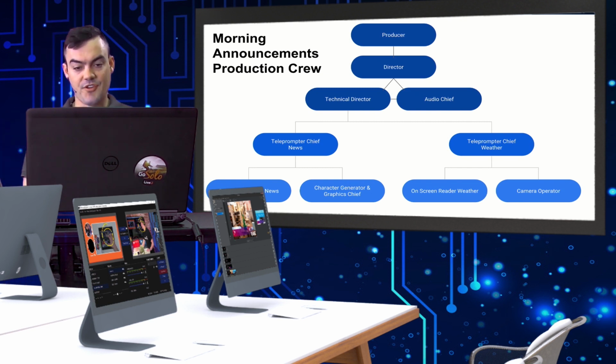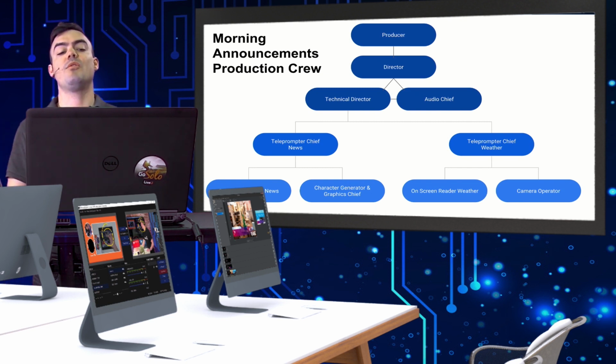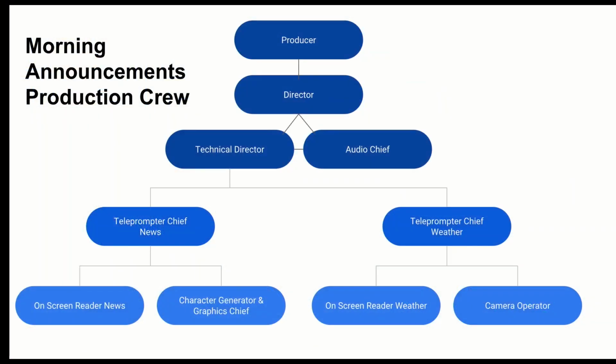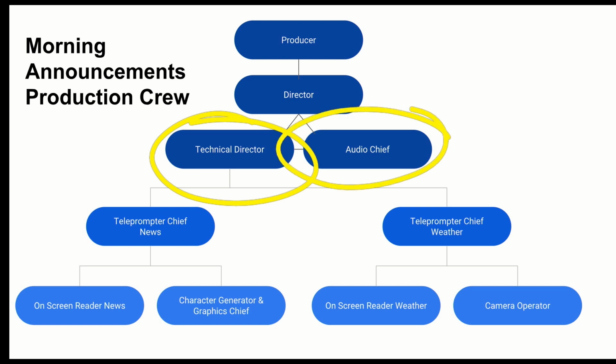So the technical director obviously is the person, well, maybe not so obvious. The technical director is the person who is running the video production software. The technical director and the audio chief, they really work in sync, and that's why they're next to each other, because the technical director is making all of the different switches in the video production software. So they are switching between cameras and making sure that the audio levels are coming into the system.